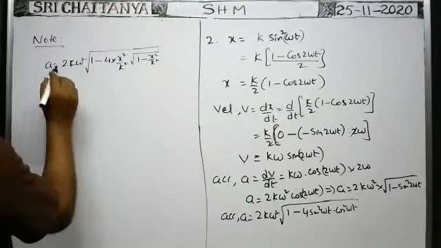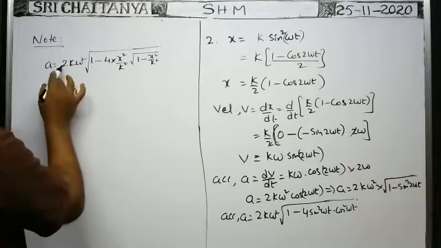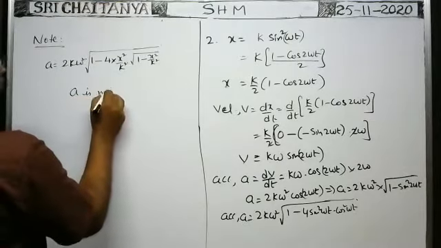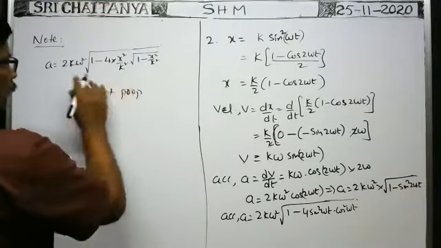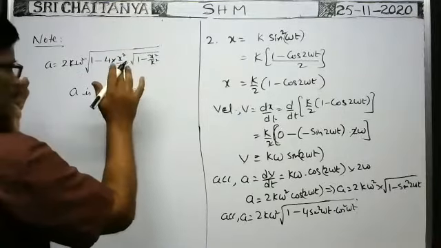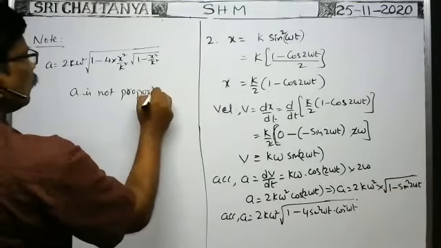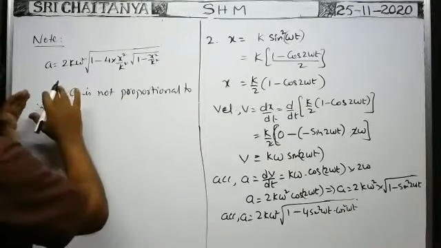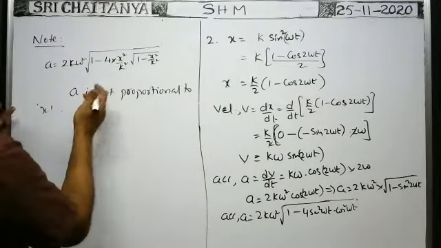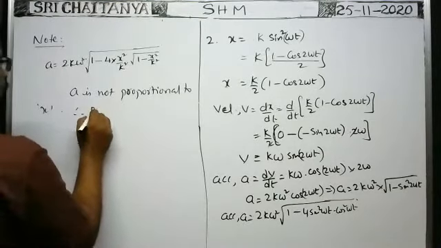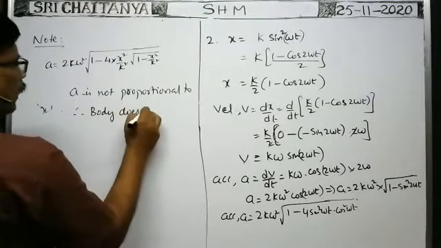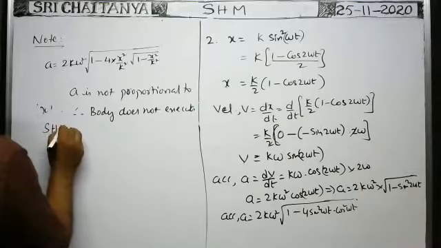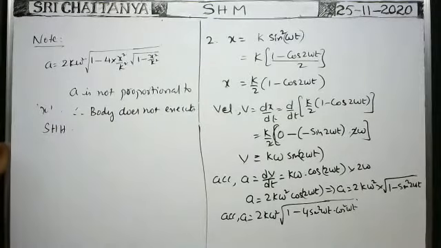Okay, definitely from this it is clear that we would not get a negative sign, and moreover a is not proportional to x. From this equation definitely a is not proportional to x. Neither is it proportional to x, nor is there the opposite-side minus sign. Therefore the body does not execute simple harmonic oscillations, or it is not in simple harmonic motion. The body does not execute simple harmonic motion.